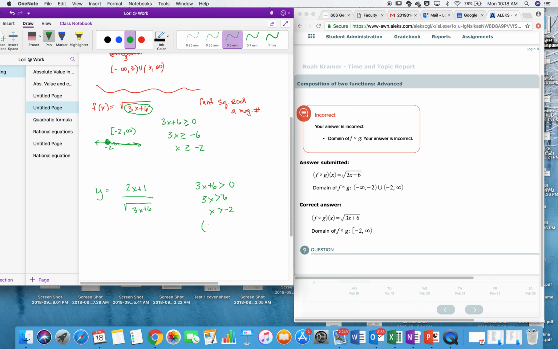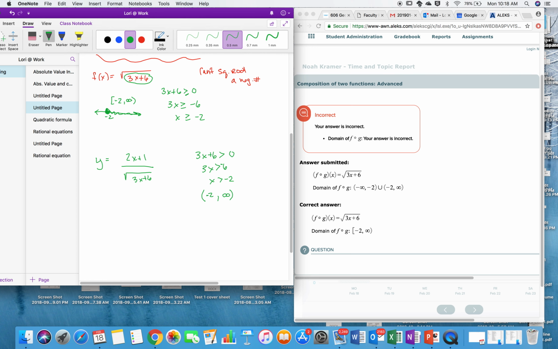So in this situation, it would be from negative 2 to infinity, not including negative 2, because 3 times negative 2 is negative 6, plus 6 is 0, the square root of 0 is 0, and 0 cannot be in the denominator. So that's the difference between these two. In this one, it's not a denominator, so 0 is okay. In this one, it is.